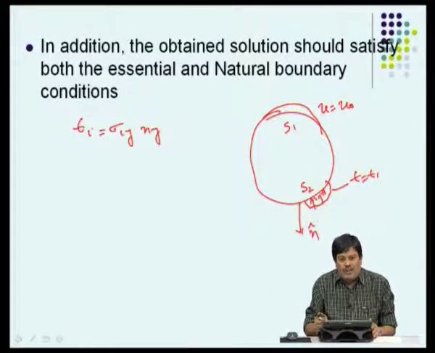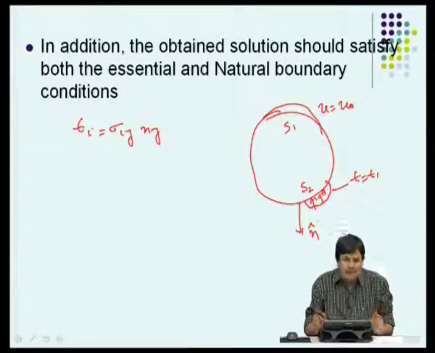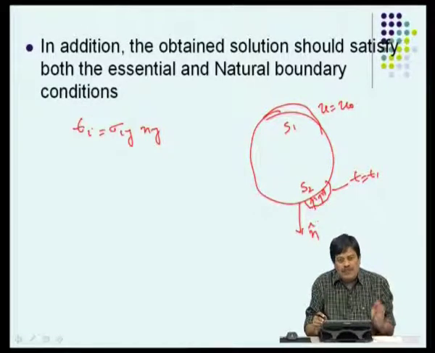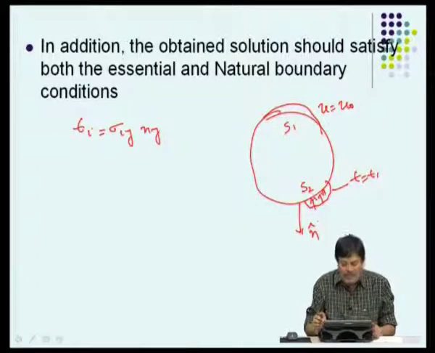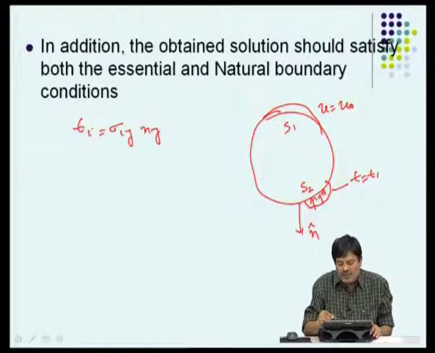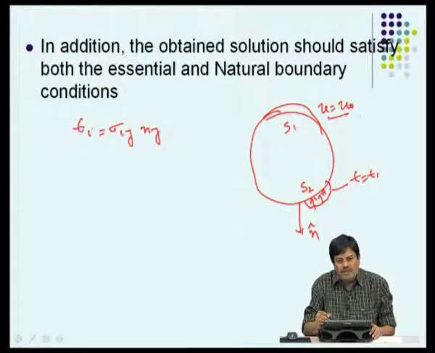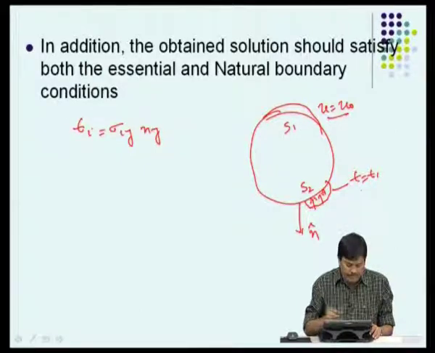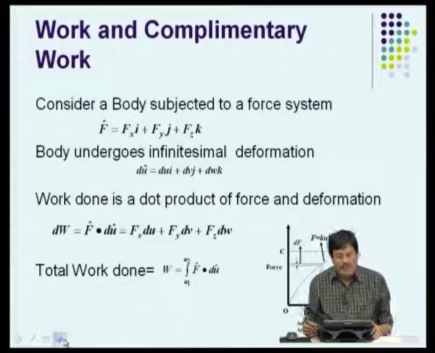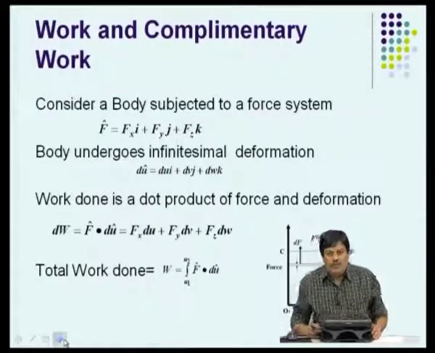So, in summary, we have 15 equations for the 15 unknowns coming from the equilibrium equations, strain displacement relation, and stress strain relation, and in addition it has to satisfy the boundary condition on surface S1, which is the Dirichlet boundary condition, and on the traction boundary it has to satisfy the Neumann boundary condition. Let us come into the next level.